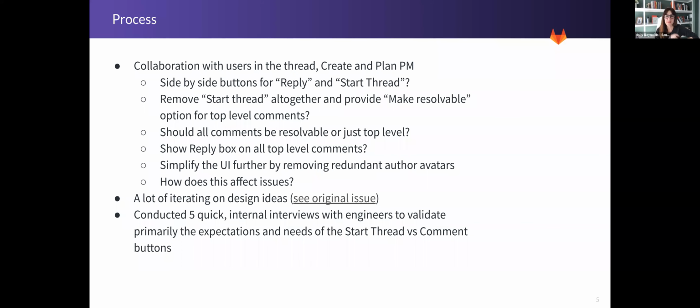We also talked about showing the reply box on all top level comments, again, to help with discoverability. If we're removing that start thread option, how can we ensure that users still realize that they can start a thread? There is the little chat icon, of course, and that isn't changing at all. But we were concerned that maybe we would lose some discoverability, so we wanted to explore other options there. And then simplifying the UI further by maybe removing some redundancy, specifically surrounding the author avatars. So again, this was some of the discussion, and I'll talk about how we address some of these side points in just a moment.